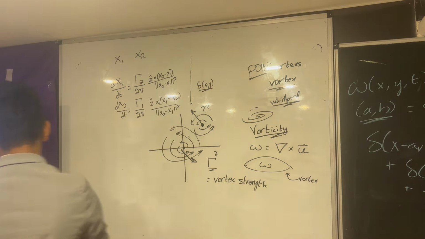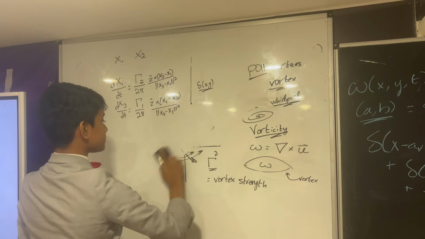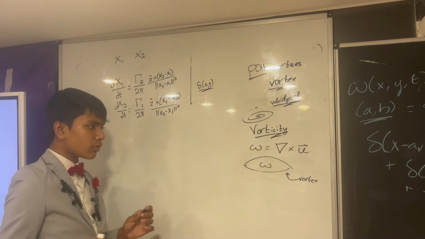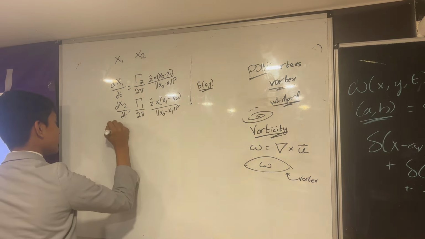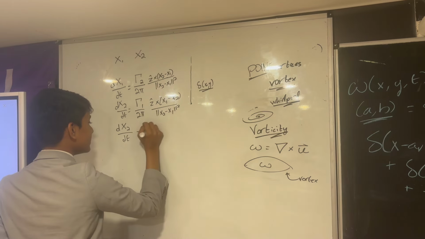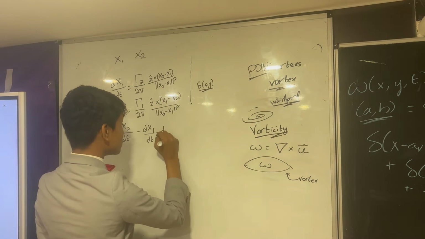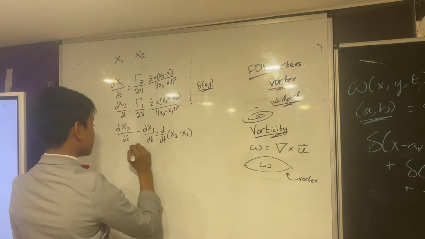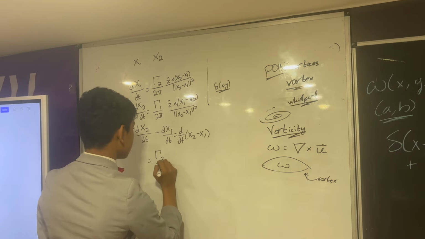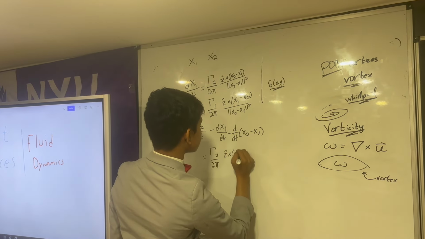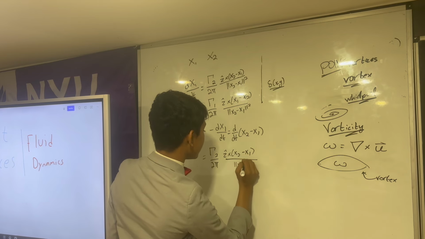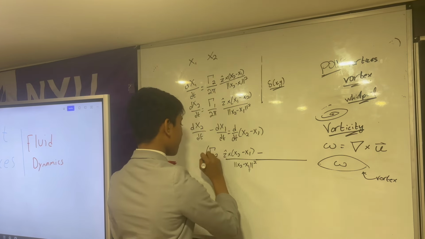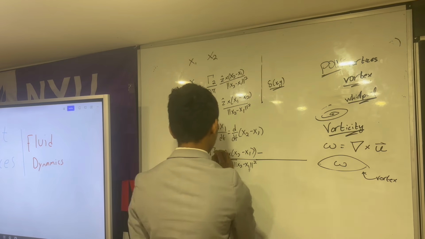All right, so now how can we solve for the equations of motion based on this? Well, something probably instantly comes to mind. What happens if we subtract dx2/dt from dx1/dt? Well, that would just be equal to d/dt of (x2 minus x1), which is what? And keep in mind they have a common denominator. So we do something like this.